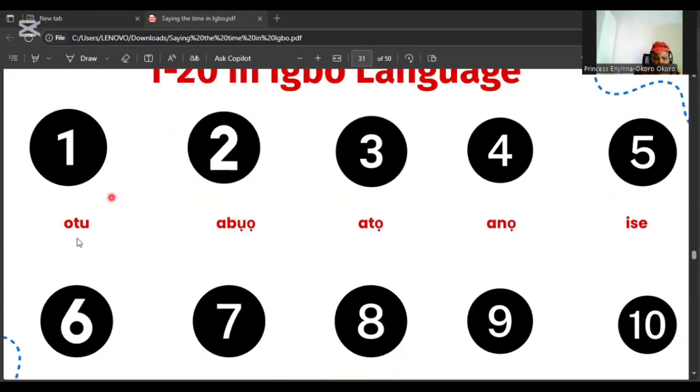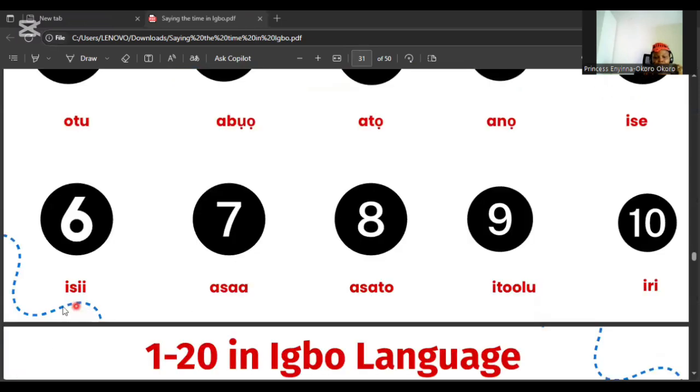1, otu. 2, abo. 3, ato. 4, ano. 5, ise. 6, isi. 7, asa. 8, asato. 9, itolu. 10, iri.